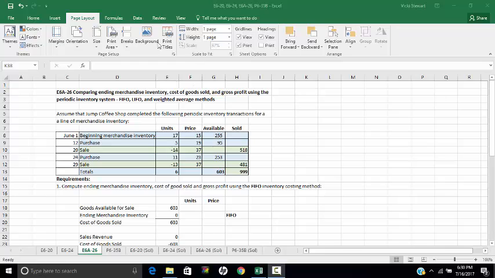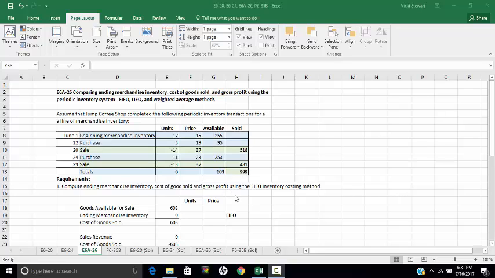The problem gives us the beginning merchandise inventory and purchases and sales transactions for the month of June. It gave us the units and the unit price for each one of these. I have added two columns, one for available for sale and the other for sold items. This column will give us the cost for all of the goods that were available for sale, and this column gives us the retail revenue for the items that were sold.